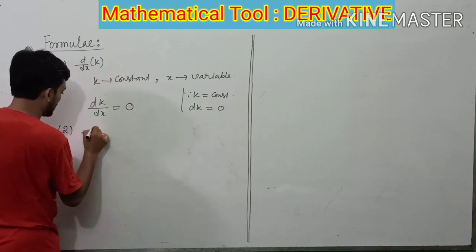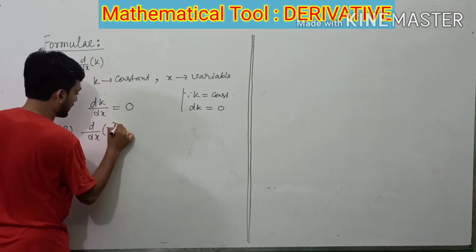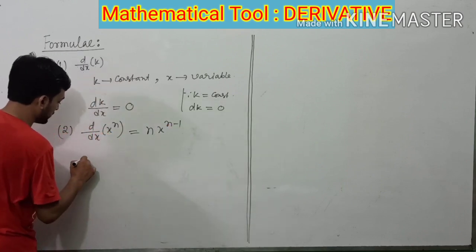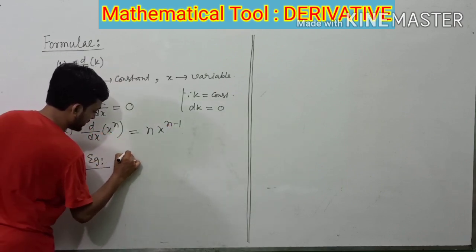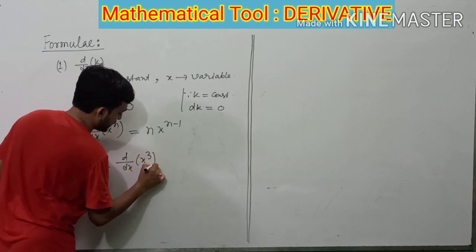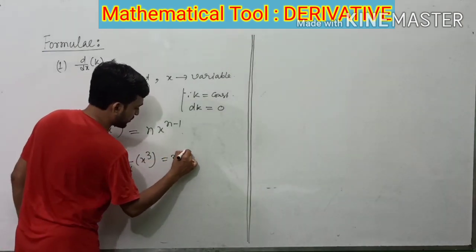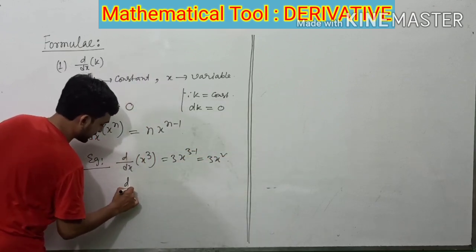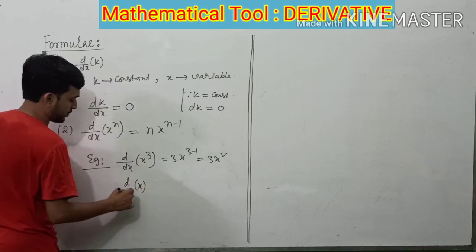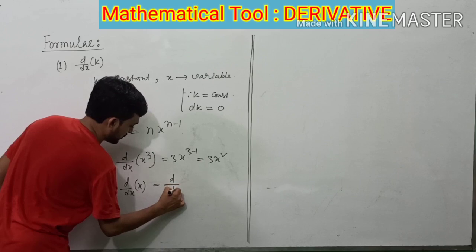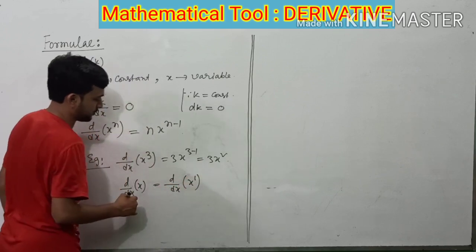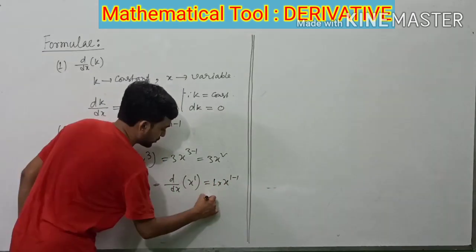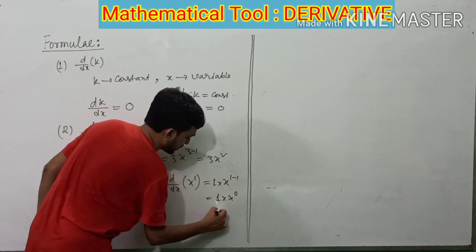This will be equal to 0. Number 2, d/dx of x to the power n is equal to n into x to the power n minus 1. For example, d/dx of x to the power 3 will be 3 into x to the power 3 minus 1, which is 3 into x square. Another example, d/dx of x. What will be the power of x here? 1. d/dx of x to the power 1 will be 1 into x to the power 1 minus 1, which is simply 1 into x to the power 0, equal to 1.